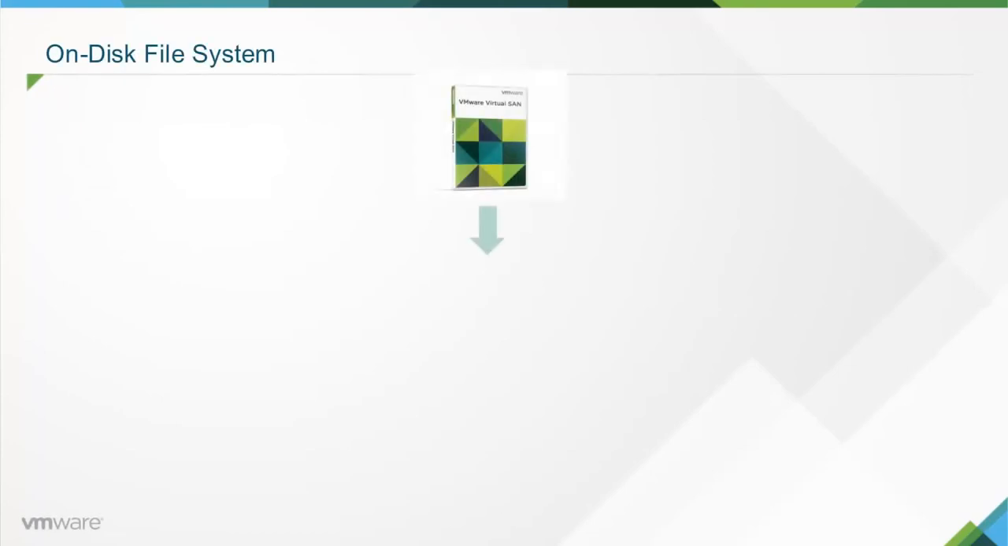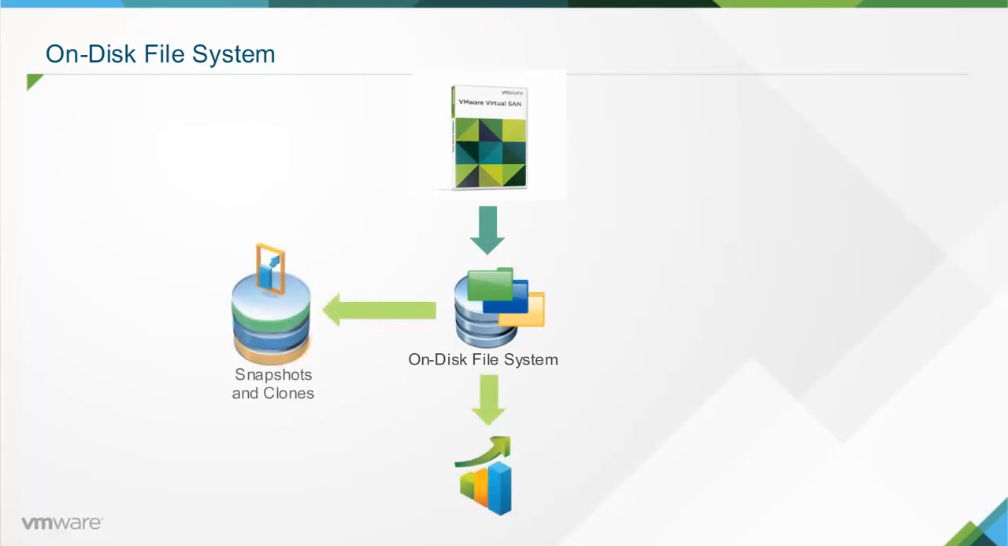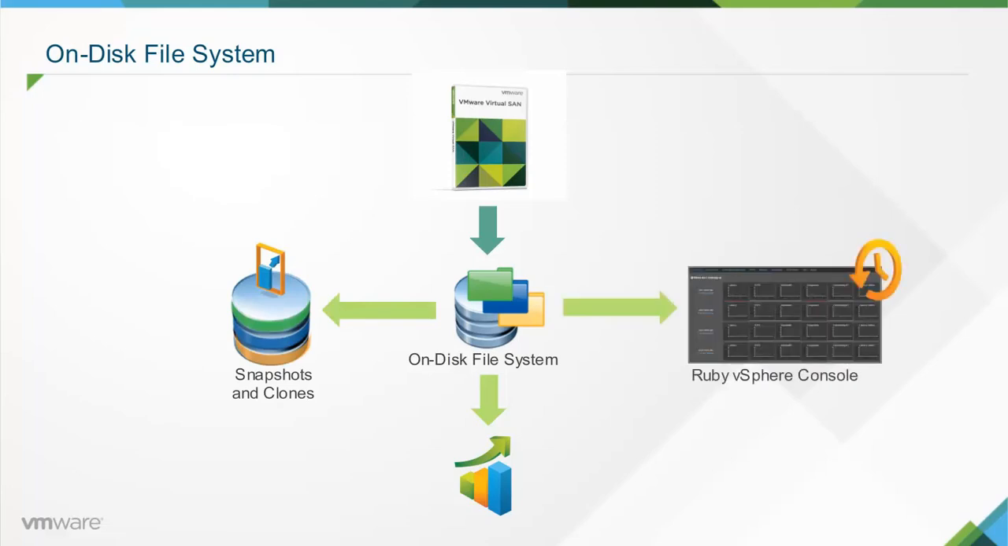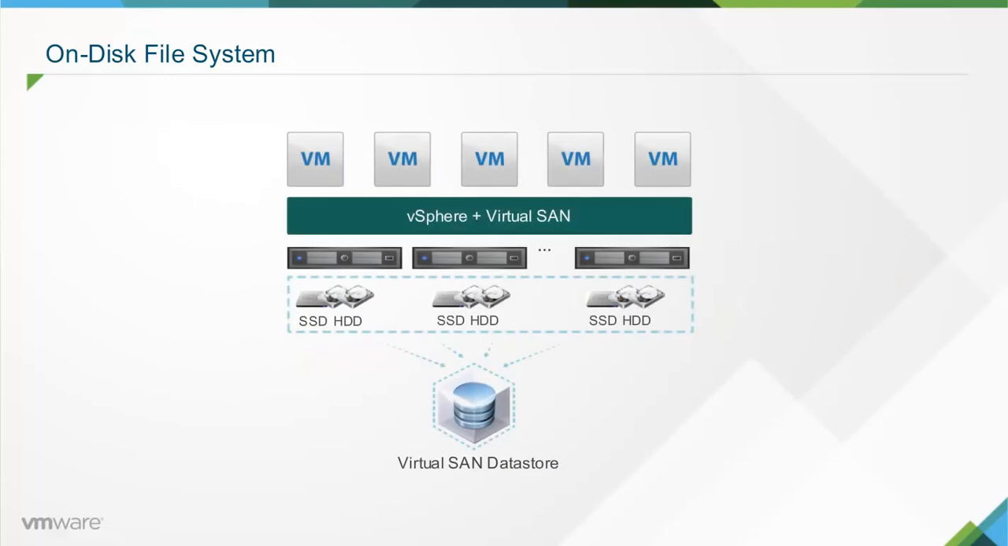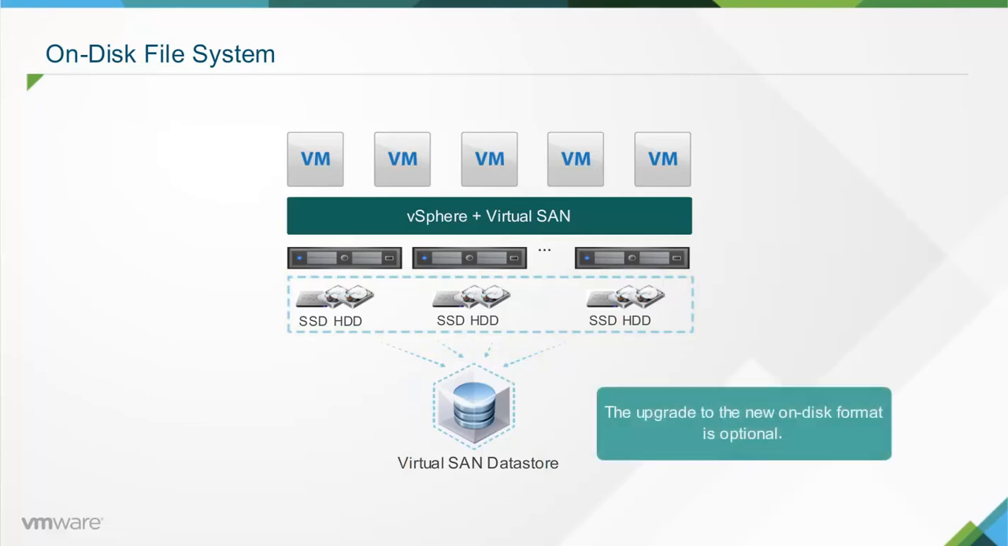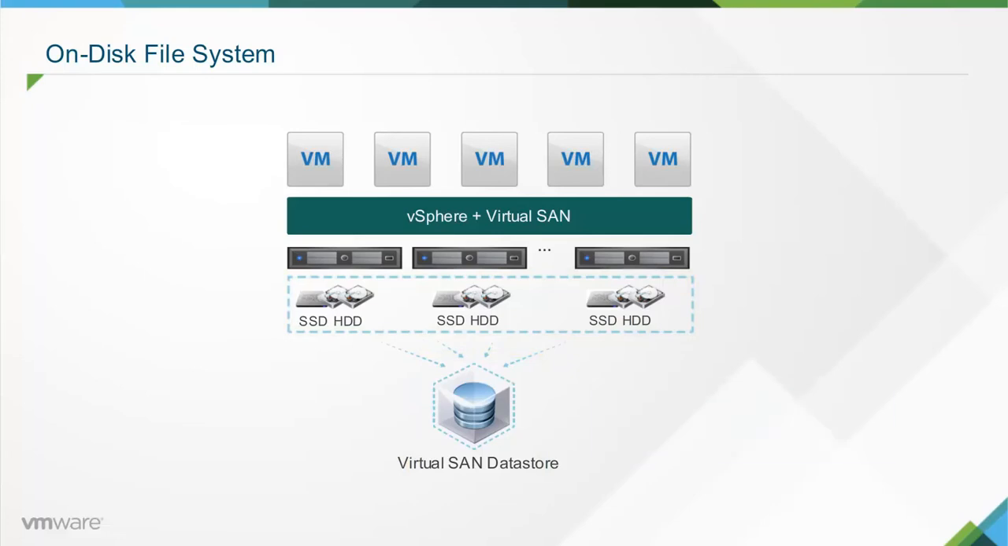vSAN 6.0 includes a new on-disk format-based file system that delivers higher performance, scalable snapshots and clones, and online migration using Ruby vSphere Console, or RVC. The object store of vSAN 6.0 mounts the volumes from all hosts in a cluster and presents them as a single shared data store. It is to be noted that the upgrade to the new on-disk format is optional. The on-disk format for vSAN 5.5 will continue to be supported.